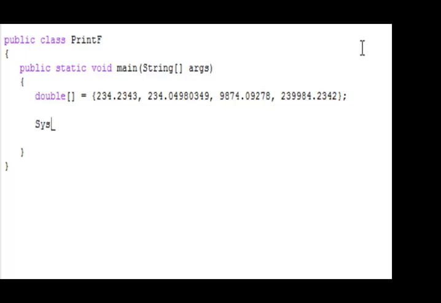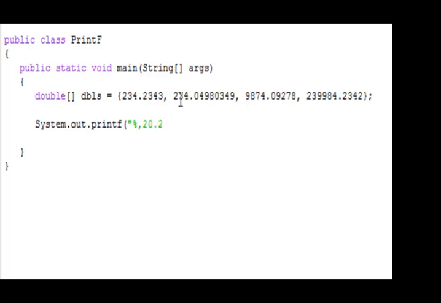So I'm going to write System.out.printf. I should name the variable. %, we want to print them out with a field length of 20. We'll space them with commas if need be, and we'll keep them to 2 decimal places. F, and then doubles[0]. That 0 is the first element in our array of doubles.